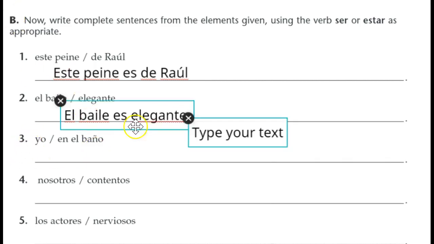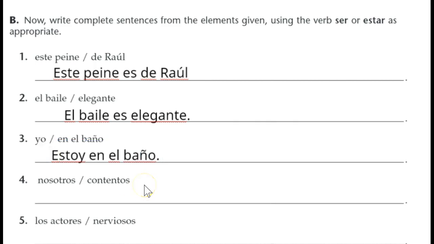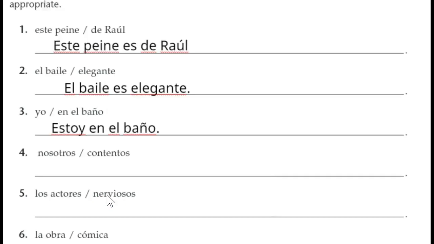Now, number 3, yo en el baño. En el baño, in the bathroom. It's a location. So you're going to say yo, or you can leave it out. Estoy en el baño. It's a location, right? So you're going to use estar. Okay, so I'm going to let you do the rest of them. Nosotros contentos. Contentos means happy. Nerviosos is nervous. These are both emotions. They're both talking about how somebody's doing. So you're going to use estar for those two.